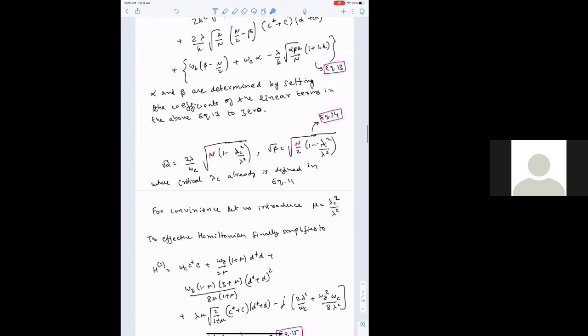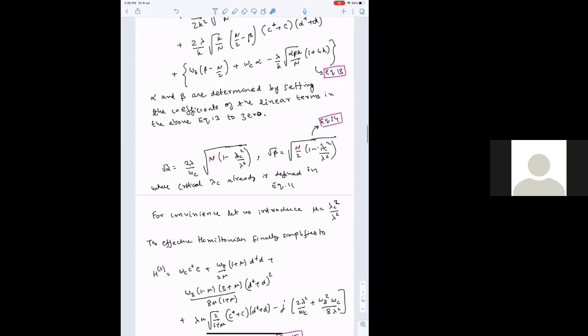Why do you say that for all lambda greater than lambda c the values of alpha and beta are the second choice? Because if you calculate alpha and beta, you will get precisely this value. But why does lambda have to be greater than lambda c? Otherwise, if lambda is not greater than lambda c, then this becomes imaginary, right? Square root alpha can be imaginary.